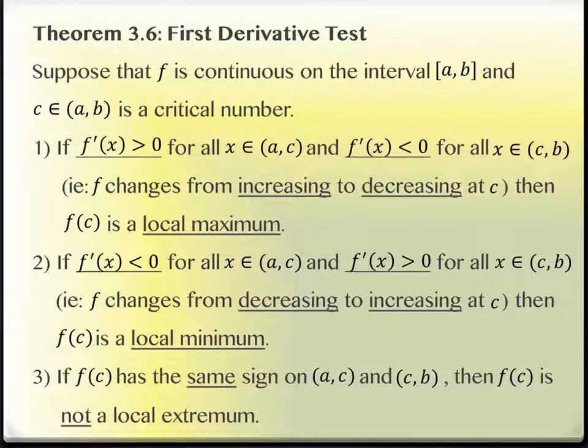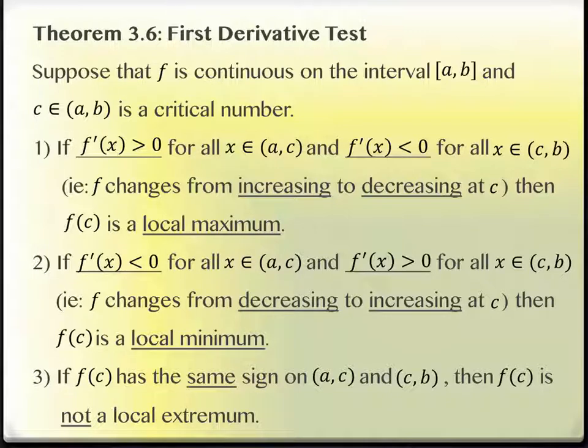So the first derivative test is one step further, and it goes on to say, let's suppose that we have a continuous function on an interval, and we have one point that's called a critical number. And we talked about this idea of critical numbers before. Critical numbers are places where the derivatives are either 0 or they don't exist, okay?